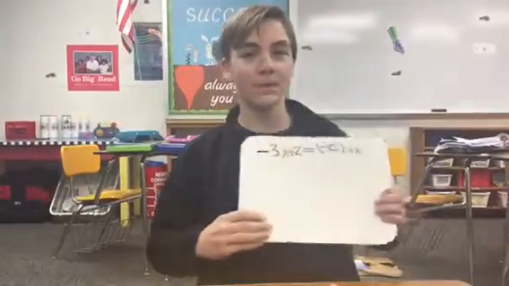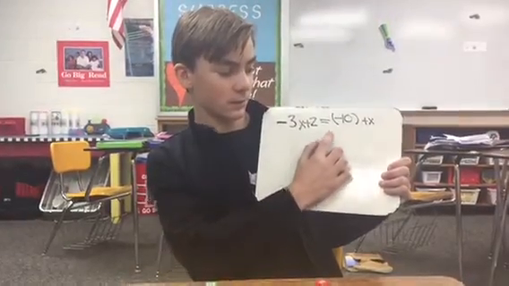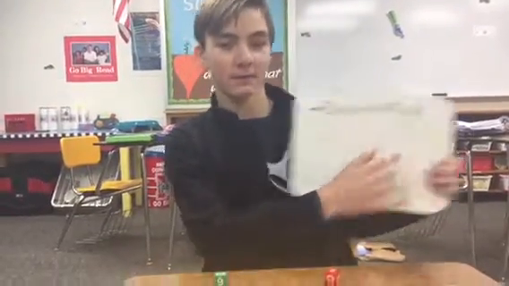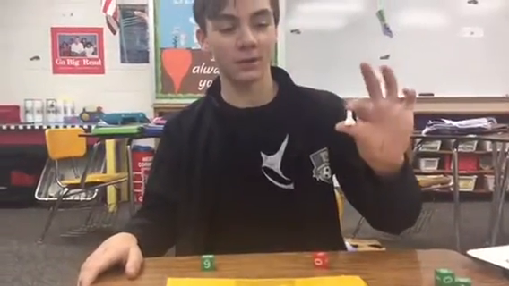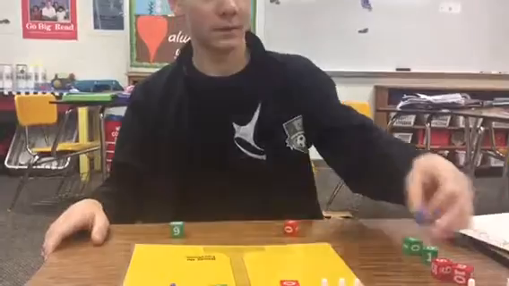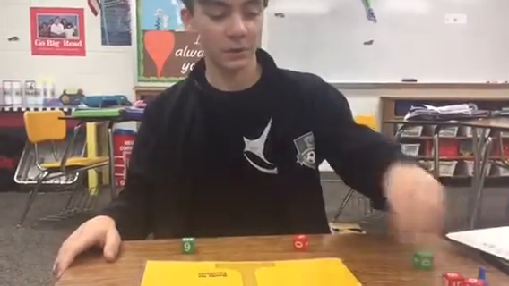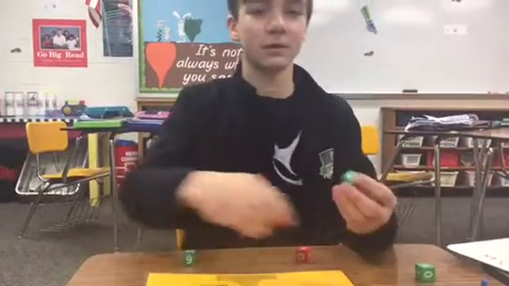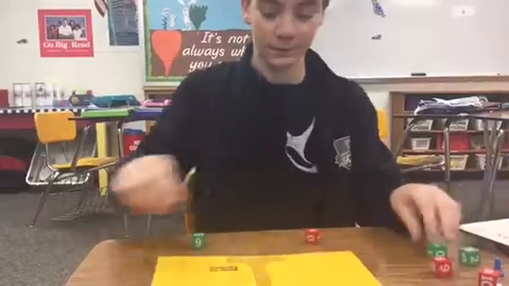Okay, hi, my name is Jeremy from Aurora Middle School, and I'm going to be showing you how to work with hands-on equations. The problem that we're going to be doing first is negative 3x plus 2 equals negative 10 plus x. As I mentioned previously, white pawns equal the opposite of x, so basically negatives, and blue pawns represent x, while green cubes represent negatives and red cubes represent positives.